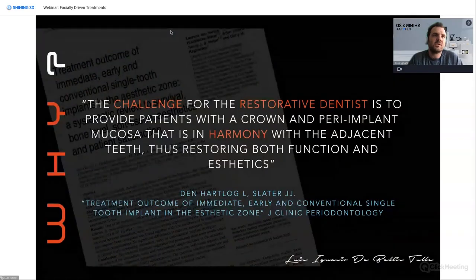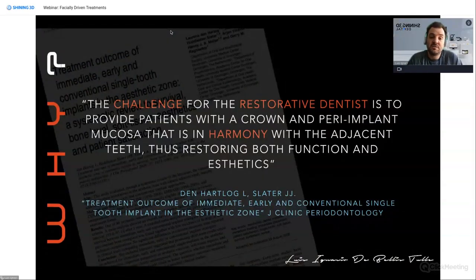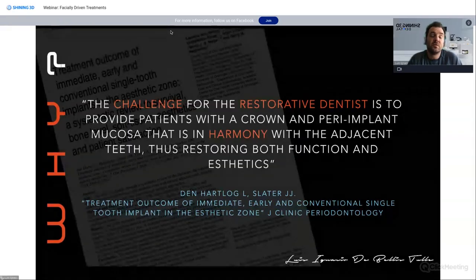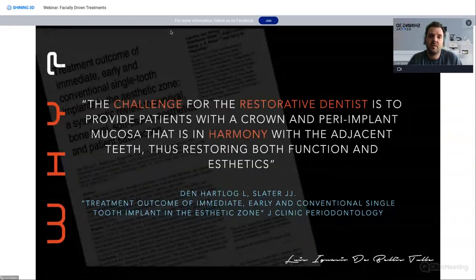And we always have to think that the challenge for our restorative dentists is to get patients with nice things. Nowadays, people don't want to look bad. They want to feel and look nice. And there's where we need to start helping them. And here it's where technology is gonna help us a little bit.